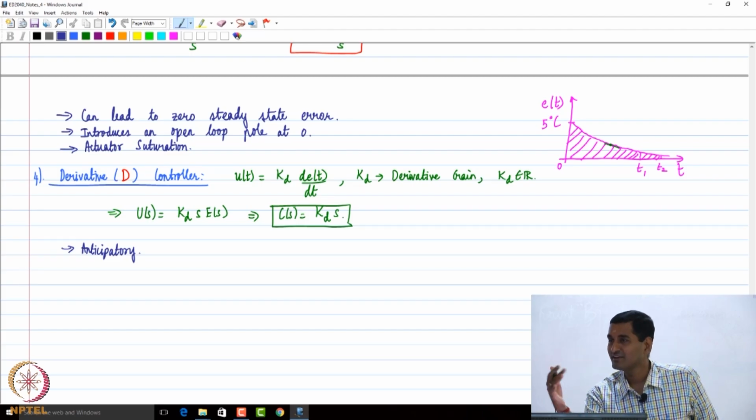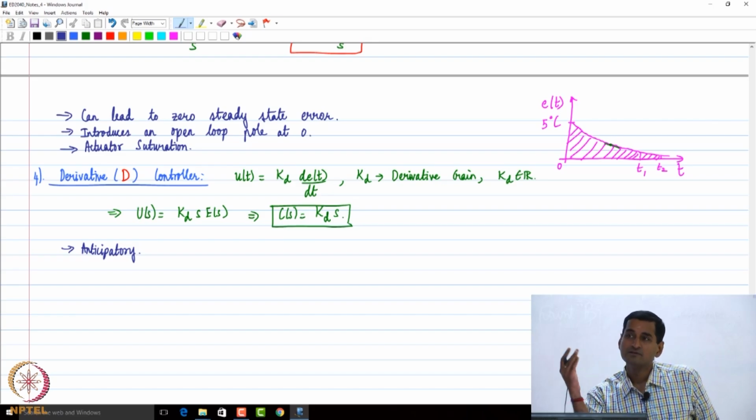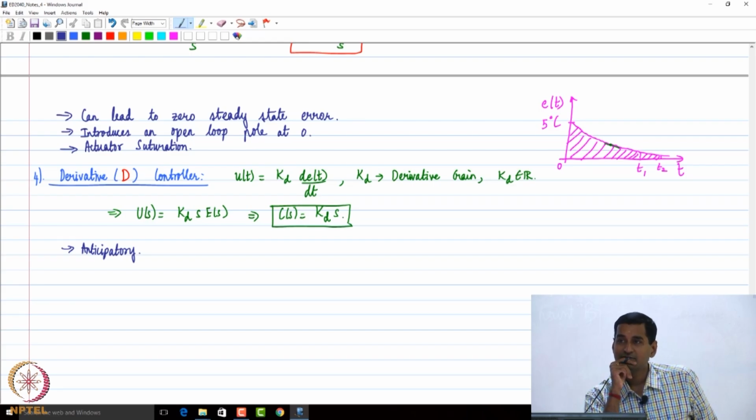In practice, we cannot control what may happen. Imagine a scenario where it becomes constant. Then what is the derivative of a constant? It becomes 0, right? So that is one perspective, what he told. But more importantly, is there any other concern that we may have from derivative control?